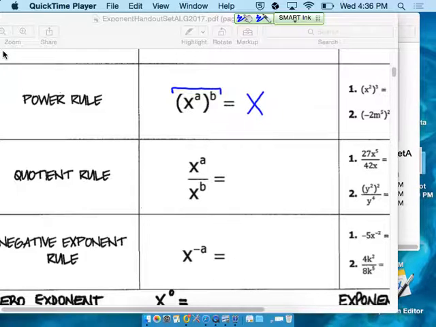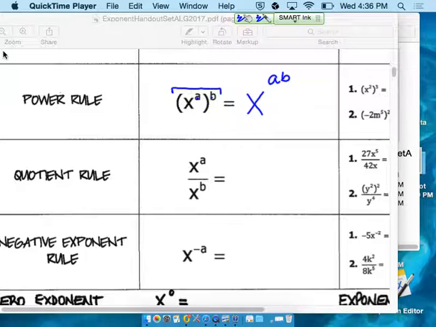When I have this scenario, when I have a power raised to a power, I simply multiply the two powers together. So the first property we added together, now we're going to multiply them. That happens whenever I have an exponent inside parentheses, and then I'm raising it to an exponent right outside the parentheses. I can actually just multiply those two together.